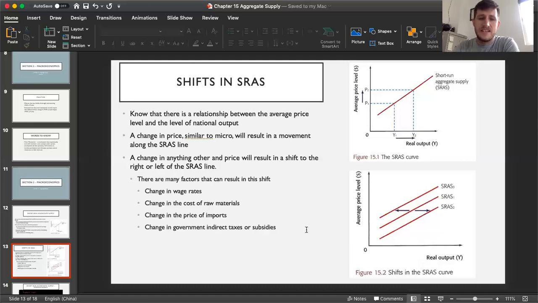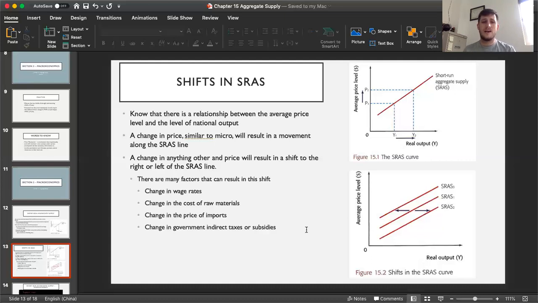So that could be things like changes of wage, so the amount of money people make. It could be things like changes of inputs, so the cost of raw materials. It could be a change in the price of imports as well, could cause a shift. Because if imports become cheaper, then consumption of domestic goods would go down, which would be a leftward shift of SRAS.